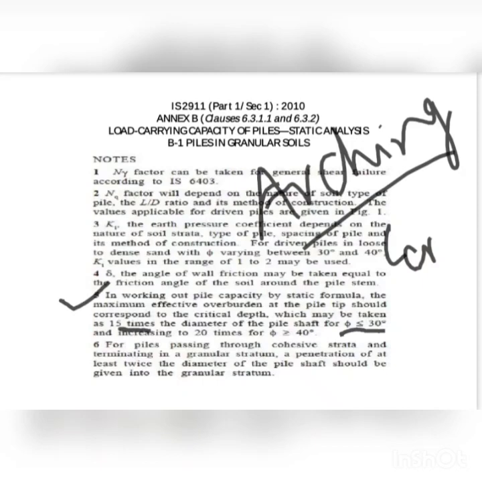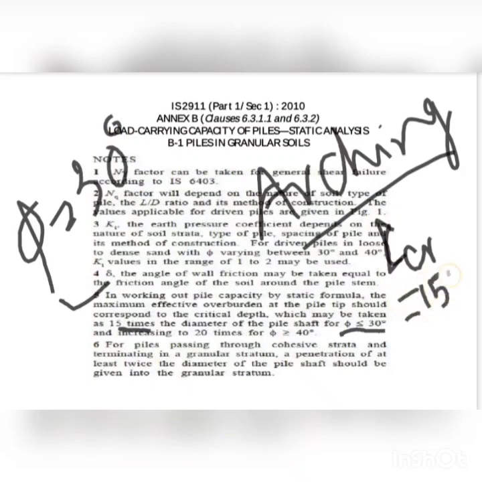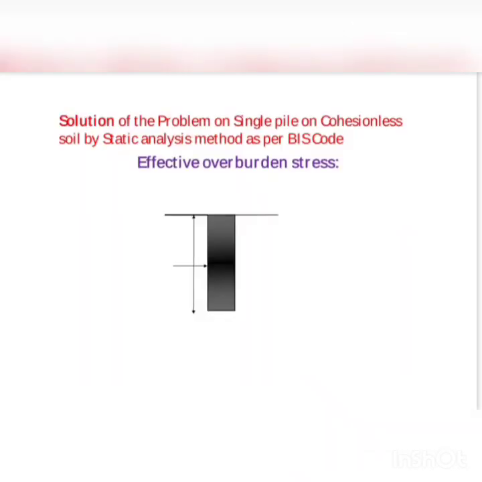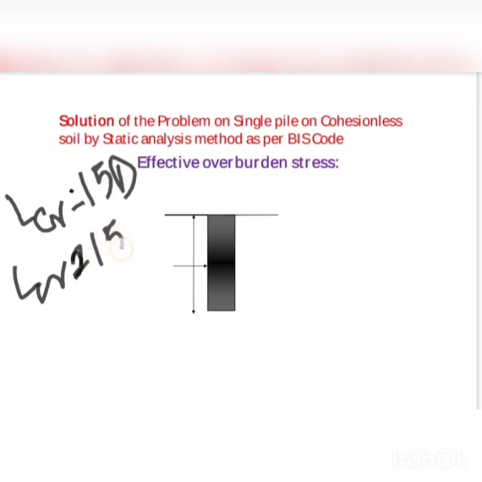For phi equal to 30 degree, as our phi is 30 degree, that is angle of internal friction, the L C R, that is critical depth length, is 15 times the diameter, that is 15d. So this is what we need to calculate. As given, L suffix Cr is equal to 15d. D, the diameter of the pile, is 0.3. So 15 into 0.3, you will find it is 4.5 meter.